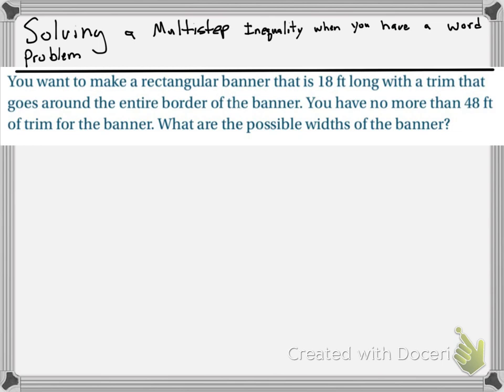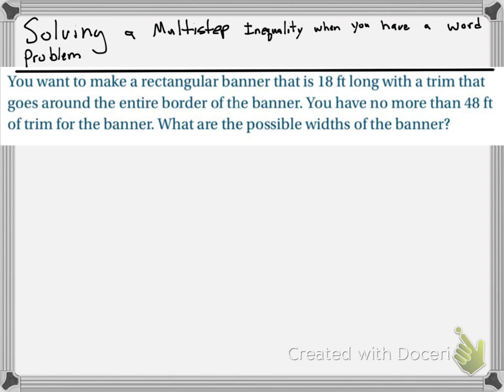Okay, so the first thing we want to do is read the word problem and then kind of diagnose what we actually have. You want to make a rectangle banner that is 18 feet long with a trim that goes around the entire border of the banner. You have no more than 48 feet of trim for the banner. What are the possible widths of the banner?